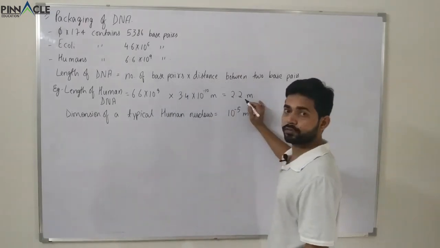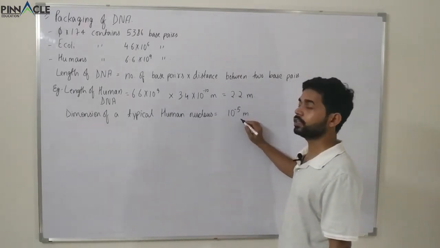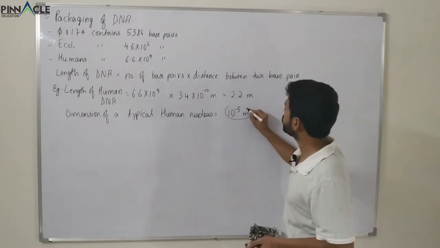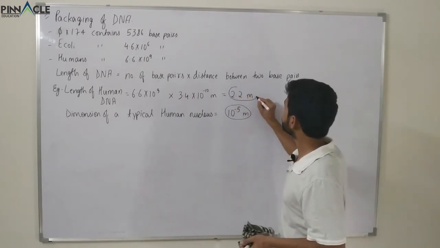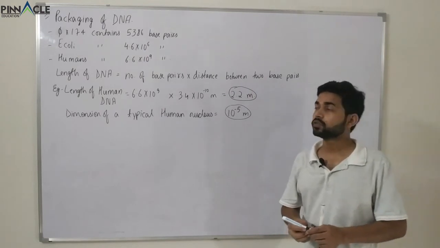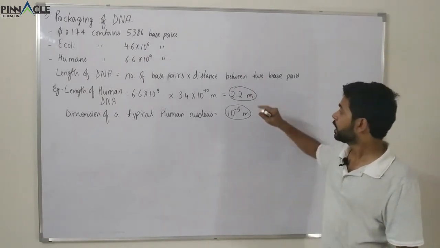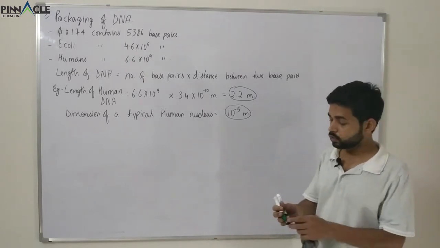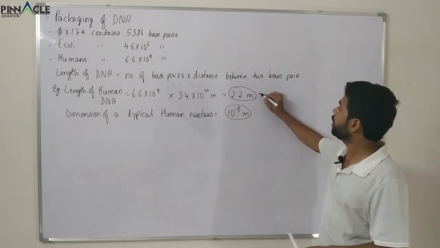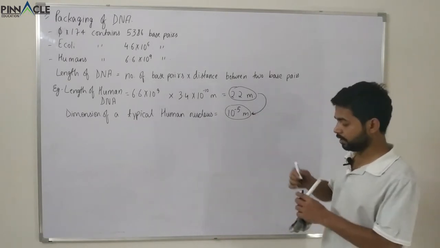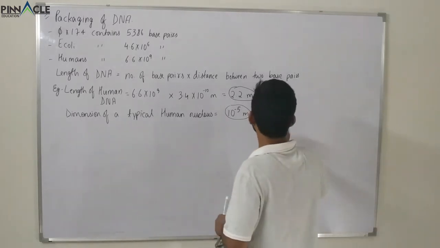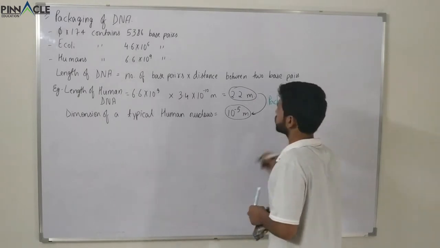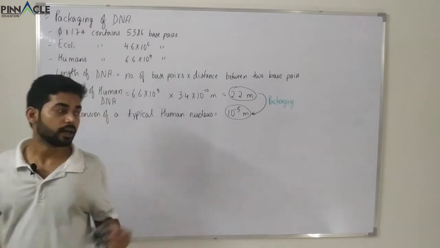So this is the size of DNA and this is the dimension of a nucleus, that is your normal typical human nucleus. So how can such a small nucleus accommodate such a large DNA? This is what we have to study in the case of packaging of DNA: how this long DNA will be accommodated into this small nucleus. This occurs through a process that is called packaging. Because of that only we can accommodate our DNA. So this is called packaging, and we have to study this packaging here.